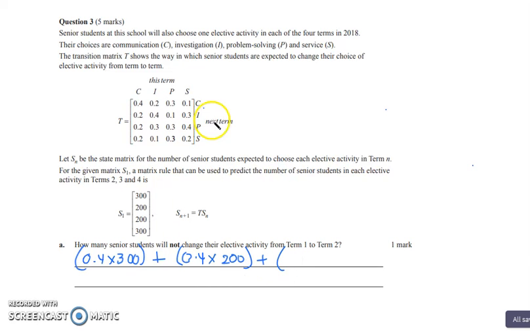plus those that are doing problem solving and staying in problem solving is 30%, so 0.3, times by those doing it, which is 200, and plus those who are staying in service is 20%, so 0.2 times the amount completing the service, which was 300. And if we add these values up, it gives us 320 students.